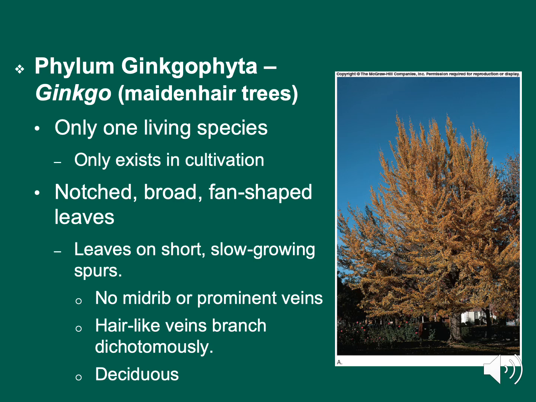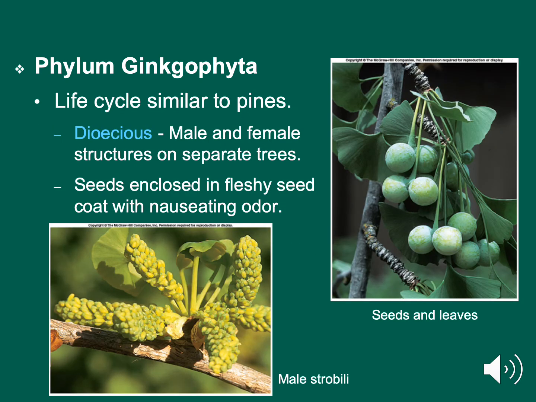The next phylum are the Ginkgophyta, which comprise the ginkgo. There's only 1 species living in this phylum. This species is deciduous, which means it loses its leaves in the fall. Now there are male trees and female trees. This is because this species is dioecious. So the male trees produce the pollen and the female trees produce the egg.